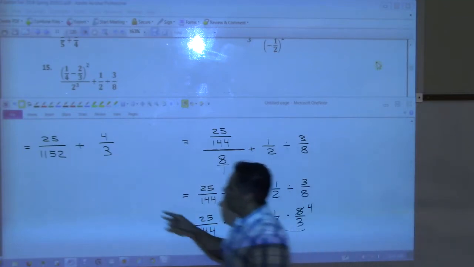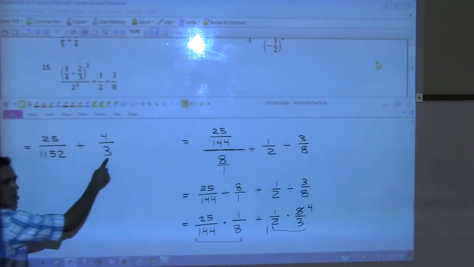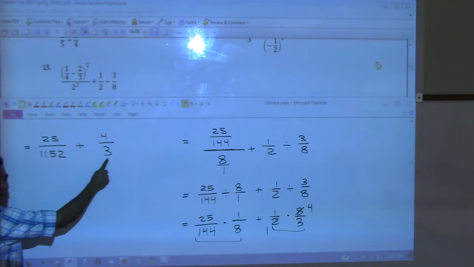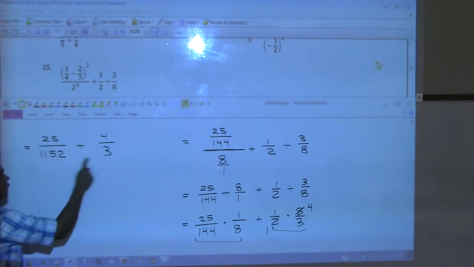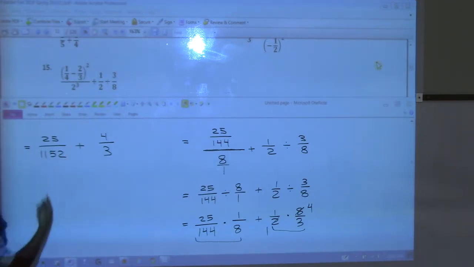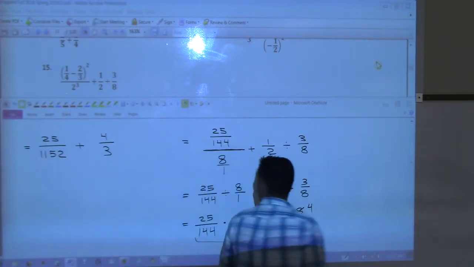Maybe if we're lucky, this number is a multiple of 3. Is it? How would you check? Get your calculator out and do 1152 divided by 3, and what do you get? 384? Oh, we got lucky. Okay, we got lucky. So what we're going to do is multiply.